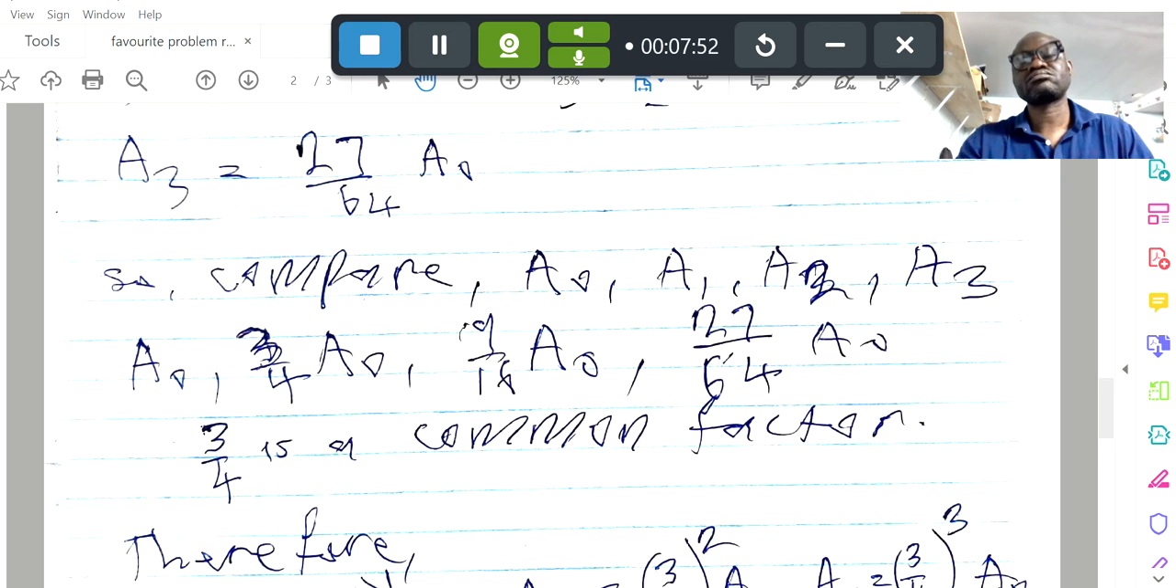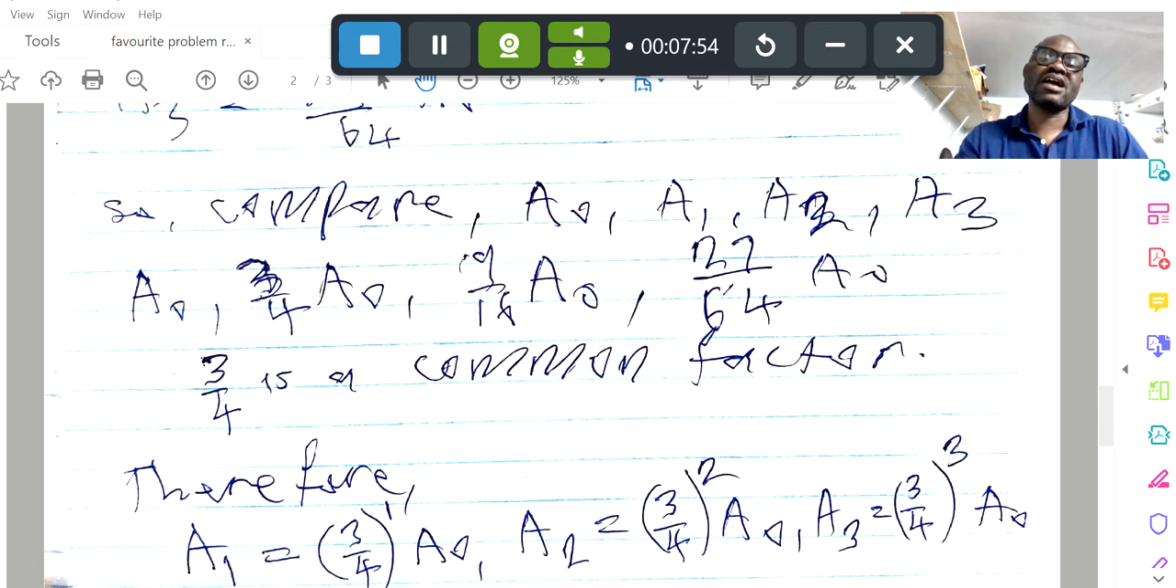So one of the purposes of this exercise is for me to know if we can generate a general formula. Now, we have A naught, A1, A2, A3. A1 is 3 over 4 A naught. A2 is equal to 9 over 16 A naught. And A3 is equal to 27 over 64 A naught.